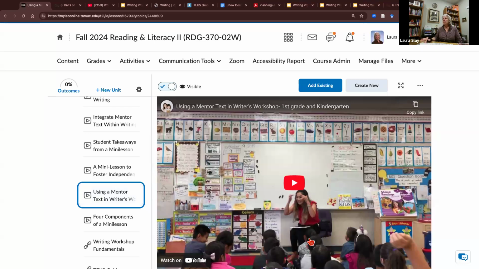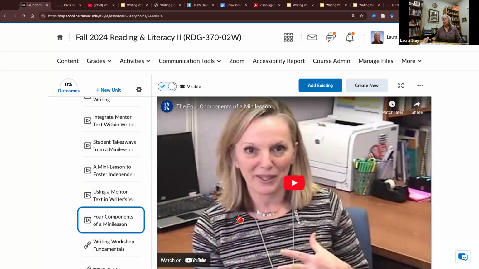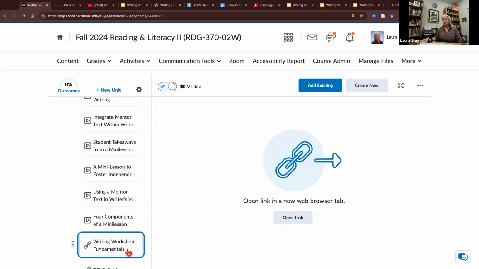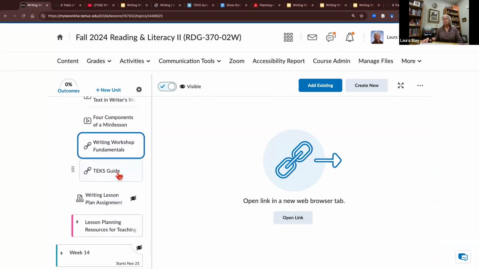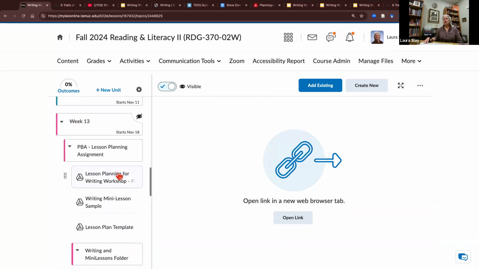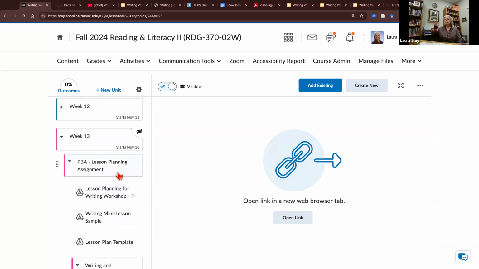And here is an example of a writing mini lesson that I want you to think about. Again, so you can get your head wrapped around how she uses mentor text, how she thinks aloud and draws her readers along, or writers along. And here are the four components of the writing lesson, a mini lesson, and the fundamentals of the writing workshop. And again, I take you back to the TEACS guide in order to be able to draw your learning standards.